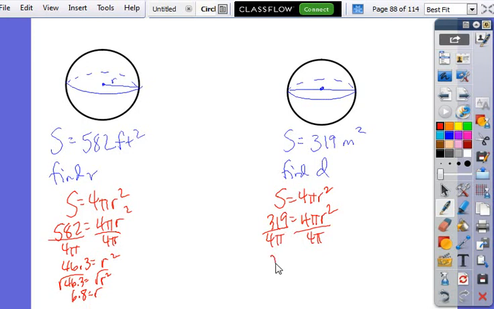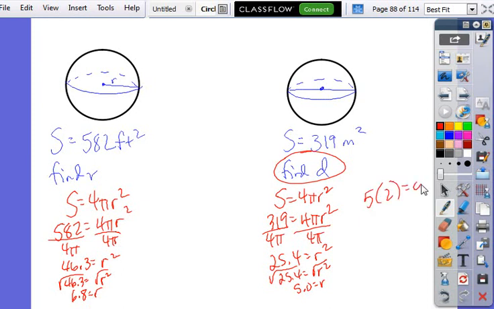And again, that equals r squared. So I'm going to square root that. Just 5.0. All right, but that is the radius, and it's asking for diameter. So I would say 5 times 2 equals the diameter, my answer would be 10.